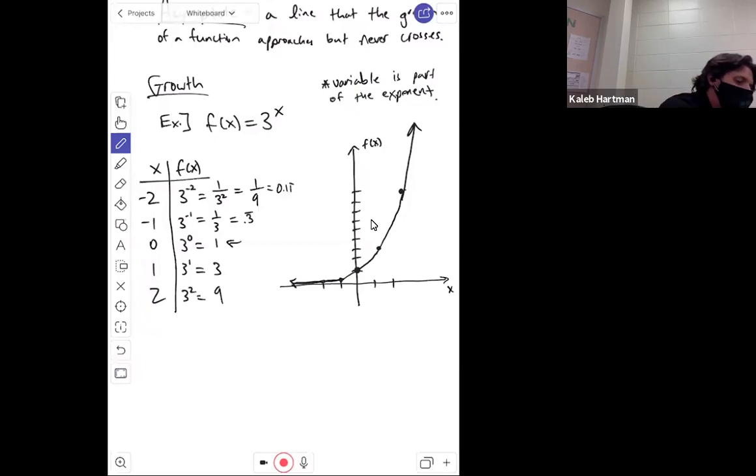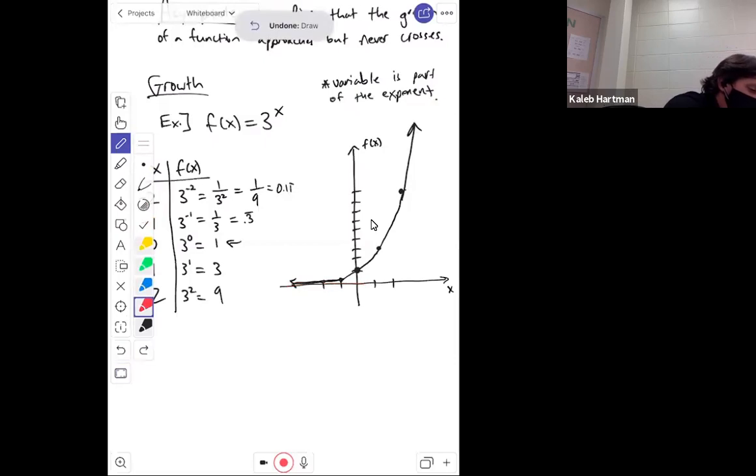So asymptote, I said we'd talk about this. This is a very good example to talk about an asymptote. If you guys notice at 0, right along the x-axis, I'm going to use another color here. This function is going to get closer and closer to 0, but never actually get there.